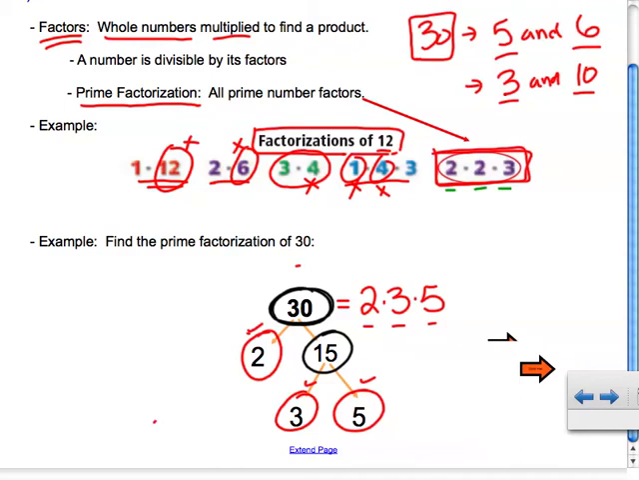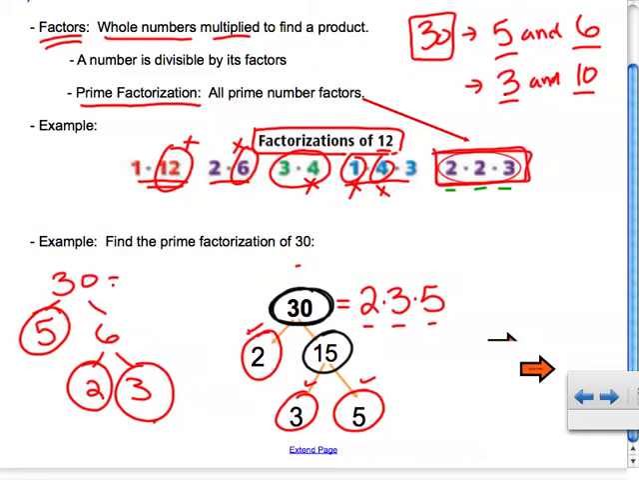Let me show you how you could have done this a different way. If you do 5 and 6, which I had, 5 is going to stay the same, 6 goes into 2 and 3, and you will notice that I have exactly the same three numbers. 30 is 2 times 3 times 5. Okay, so prime factorization, usually we use a factor tree.